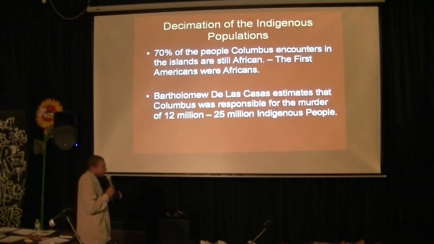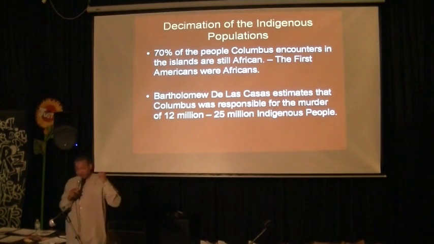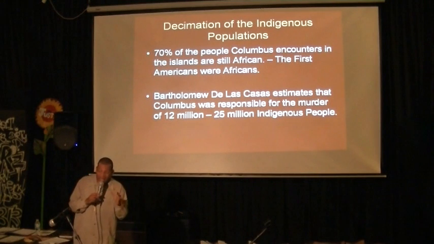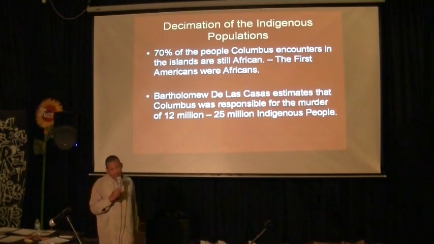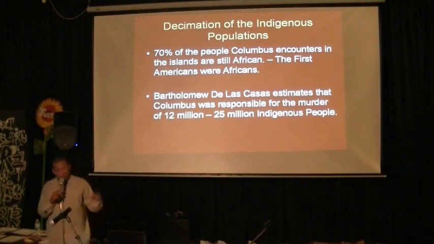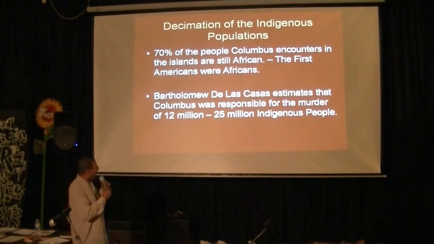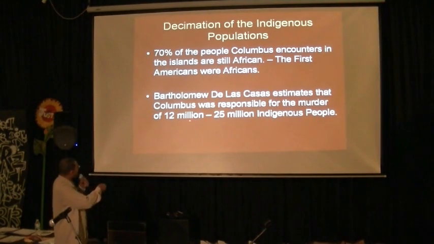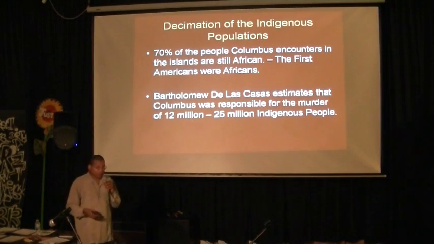Bartolome de las Casas was a bishop who traveled with Columbus on his voyages, and he kept a diary, and the diary became books. One of them is called Tears of the Indians. I read this back in college. These books are deep because they deal with the treachery that was inflicted upon the indigenous people. Bartolome de las Casas estimates that 12 million to 25 million indigenous people were killed because of Columbus.